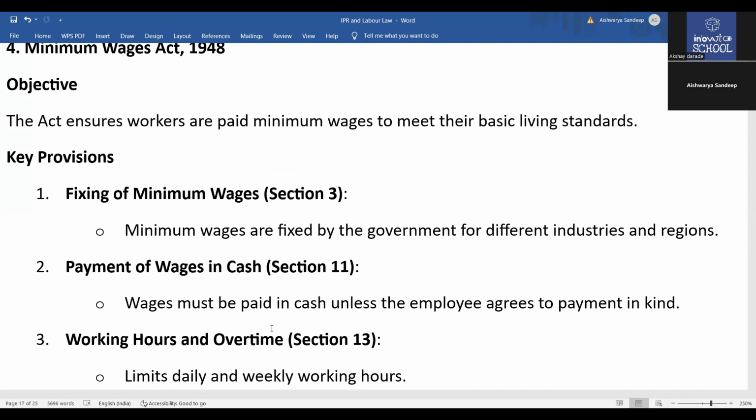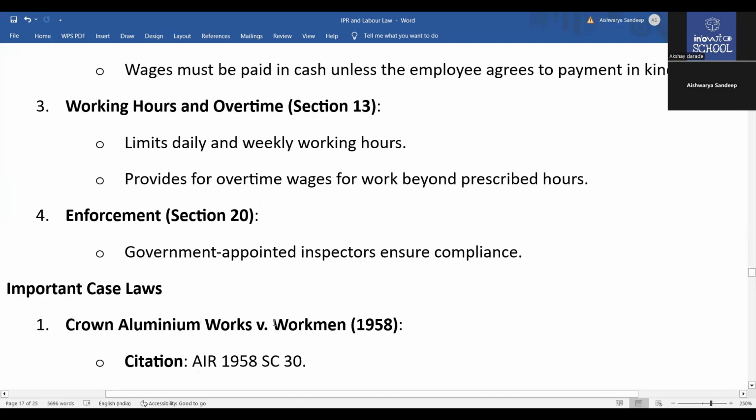So one, section 3 talks about fixing of minimum wages. Second, it talks about wages must be paid in cash unless the employee has agreed to be paid in kind. Then it also talks about how much you can work daily, how much overtime you can work, and what exactly is the compensation that you will get for overtime. Then comes your enforcement. Government-appointed inspectors ensure your compliance. Okay, these are the important landmark cases.